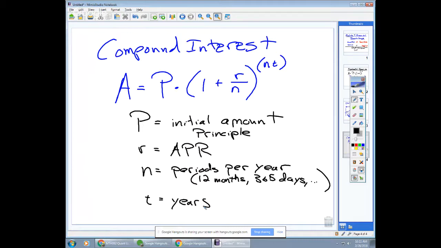When your power there says NT, is that N over T? No, it's N times T. I just put it in parentheses to remind us on a calculator we have to put it in parentheses, even though on paper we don't necessarily write it that way.